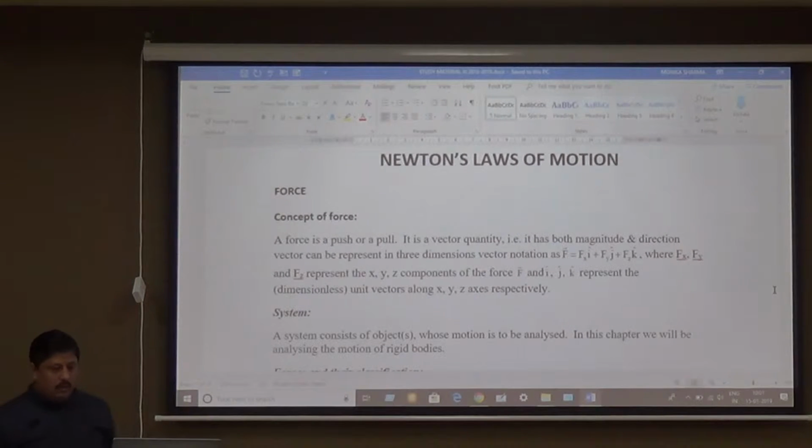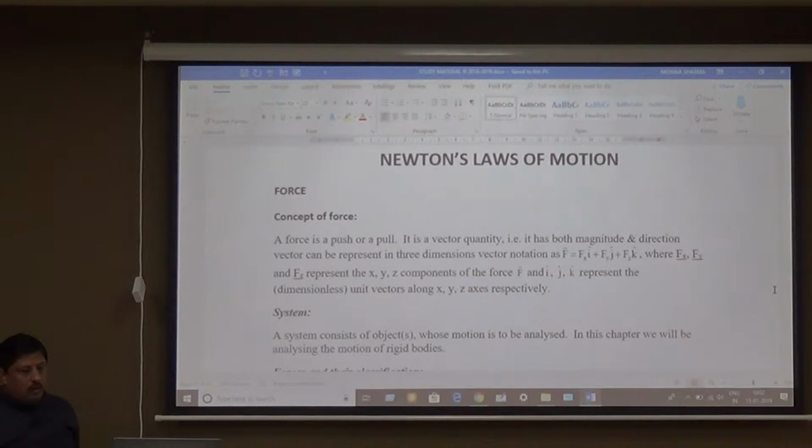As you know, a force is a push or pull. When a body is pushed by some constant force, then it moves a certain distance, or when pulled by some means like a string, it moves a particular distance. So as you know, a force is a push or pull. It is a vector quantity, that is, it has both magnitude and direction. A vector can be represented in three dimensions.